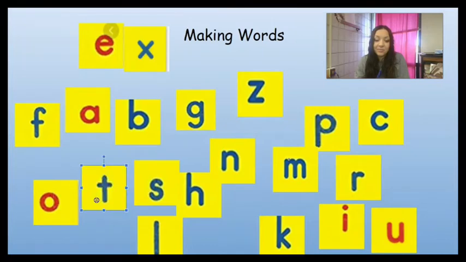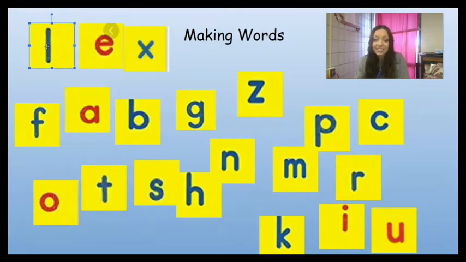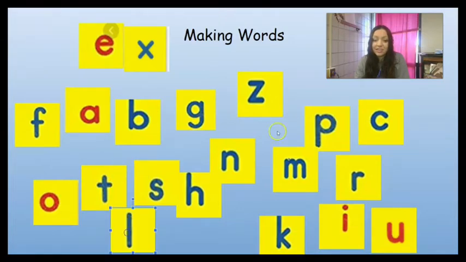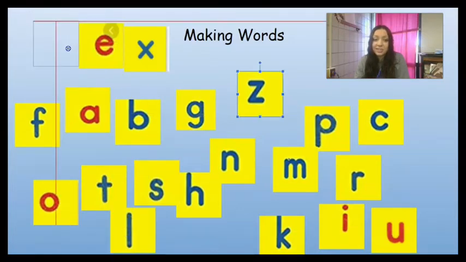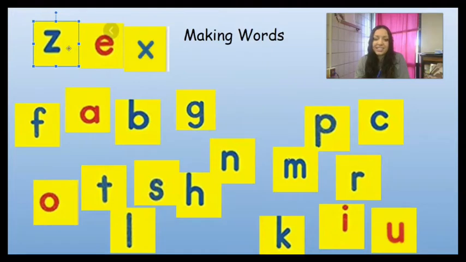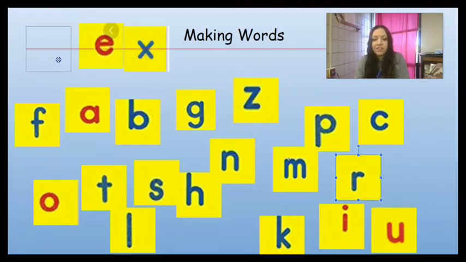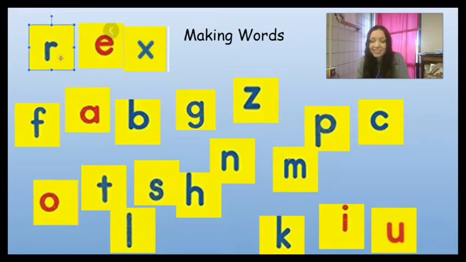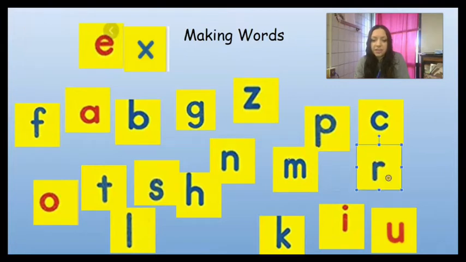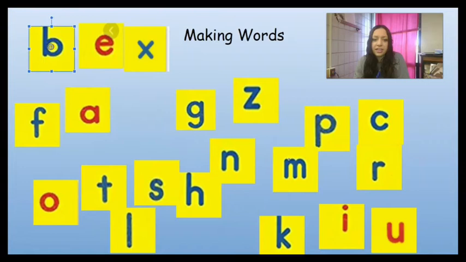Very good. What if I put an L in front of it? Lex. Good job. Change that beginning sound to a Z and it's Zex. Now remember, that's a nonsense word. If I put an R in front of it, it would be Rex. Very good. Like when we see the word T-Rex, like the dinosaur. All right. And then if I put a B in front of it, it's another made-up word. Bex. Very good.